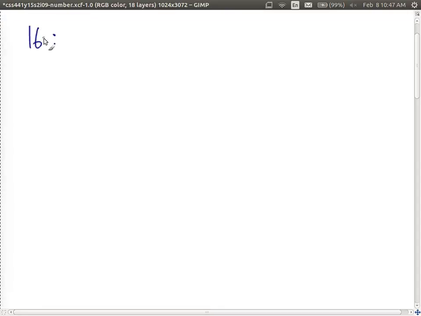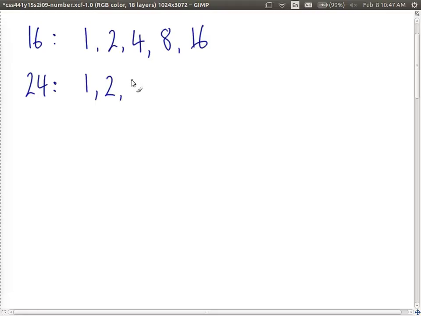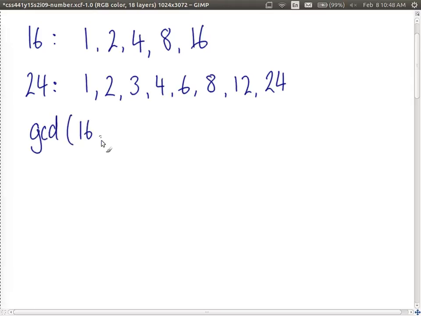What are the divisors of 16? Start simple. 2, is there a number before 2? 1, all right. We can divide by 2, we cannot divide by 3. Okay, so simply the divisors, easy. 24, we can divide by 3, 4 by 6, 3 by 8, 2 by 12, 1 by 24. So that's the divisors. Greatest common divisor of 16 and 24, well, the greatest value there is 8.